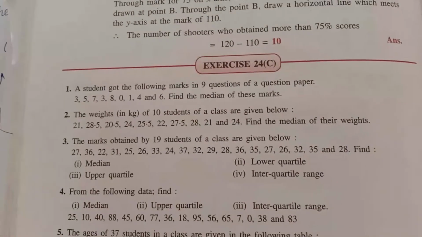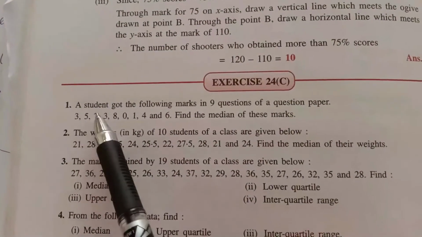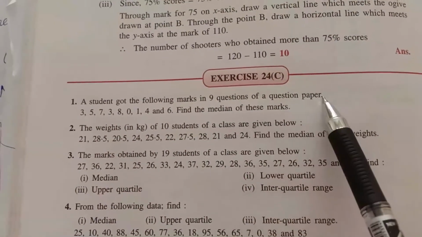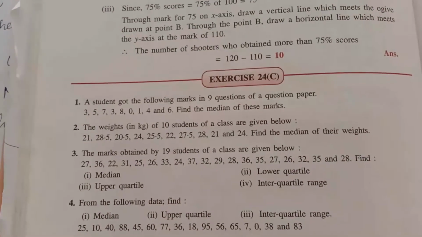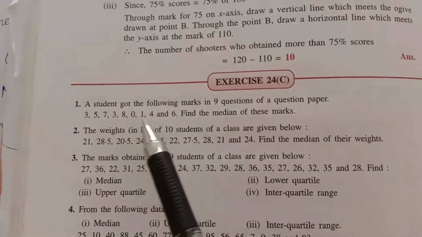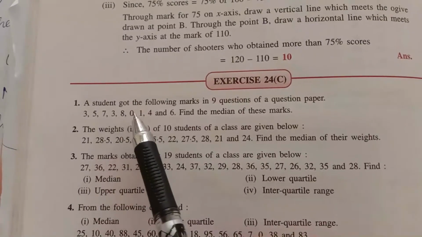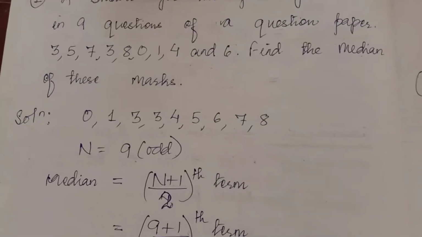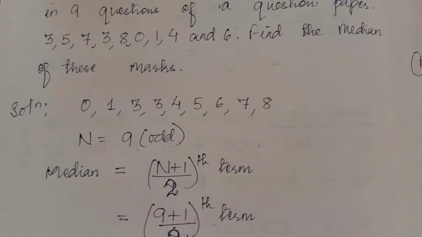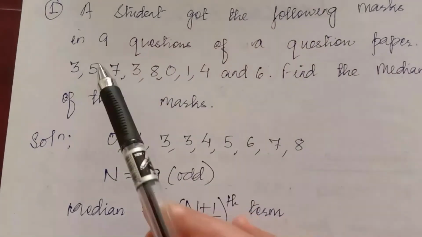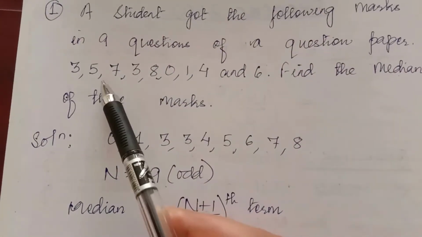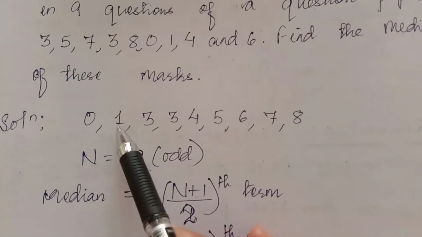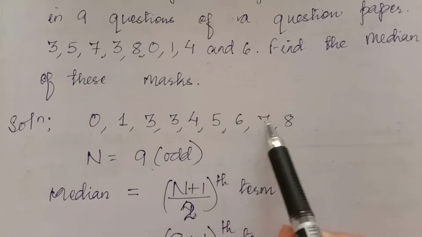Now we will start exercise 24C. A student got the following marks in 9 questions of a question paper. Here are the marks obtained by the student. So in 9 questions, 1 2 3 4 5 6 7 8 9, you have to find the median of these marks. So first you need to arrange the given numbers in ascending order: 0, 1, 3, 3, 4, 5, 6, 7, 8. Now count how many numbers are there: 1, 2, 3, 4, 5, 6, 7, 8, 9.